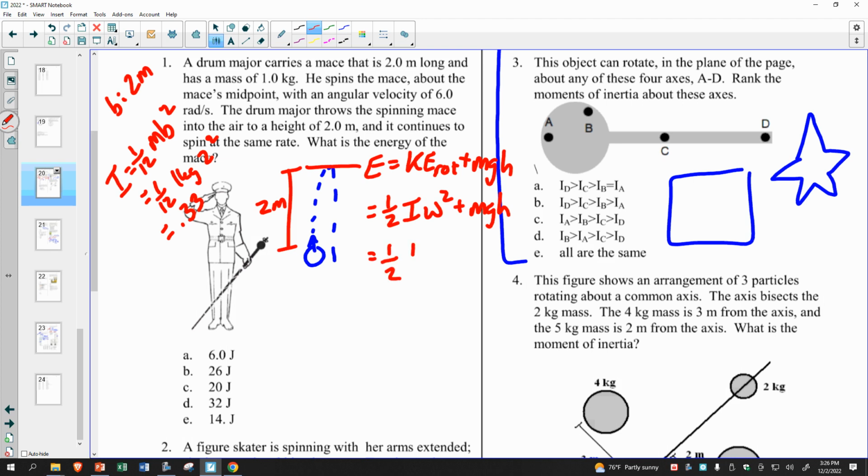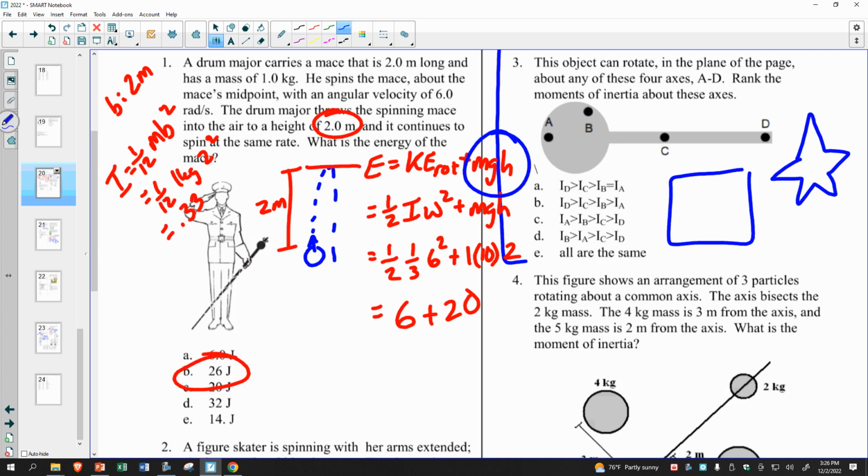So 1/2 of 1/3, and then omega, I'm told, is 6 radians per second, squared, plus m, which is 1 kilogram, times 10 times the height, which is 2 meters. The 6 plus 20 is 26 joules. But if you got this wrong, which a number of people did, that was probably why: you weren't considering the gravitational potential energy. Which I understand wasn't an equation on your sheet, right? But y'all know gravitational potential energy, mgh. I think that's just something y'all know.